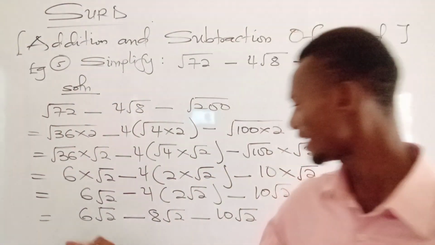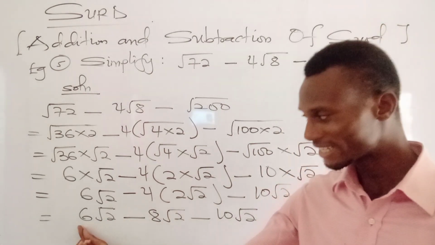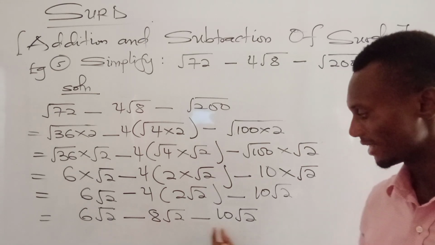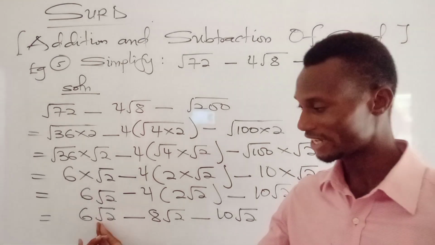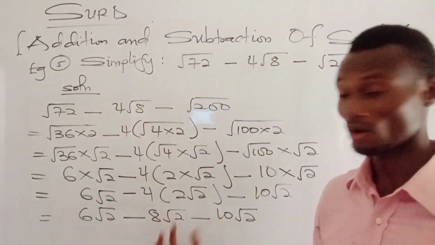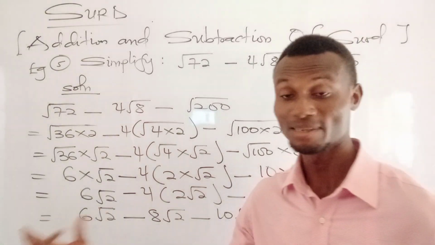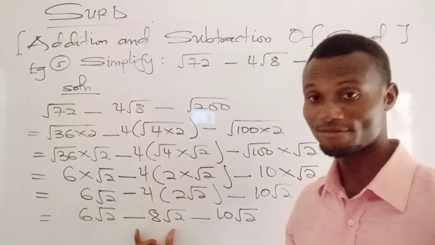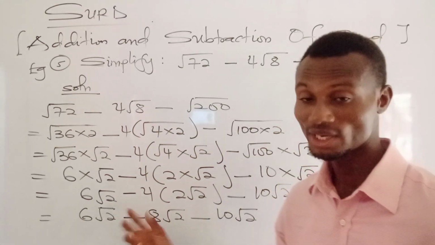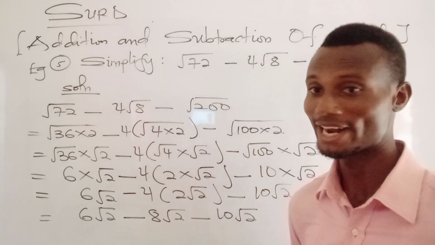From this point, you can see that they are like terms. We have like terms there. Because this is 6 root 2, this is 8 root 2, and this is 10 root 2. This contains root 2, this also contains root 2, this also contains root 2. So they are like terms, so we can simplify. Okay, so let's do the first one. We are going to do the 6 root 2 minus 8 root 2. The answer we get, then we join it with this last one. Then we'll get the final answer.